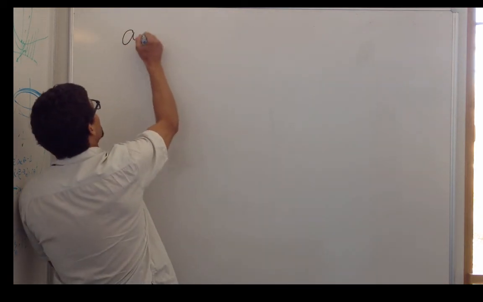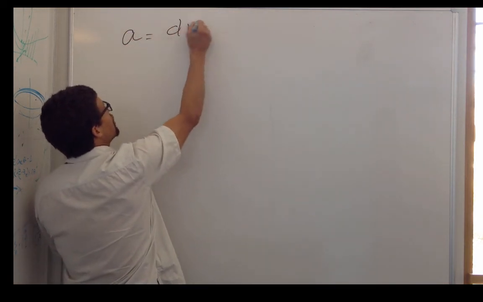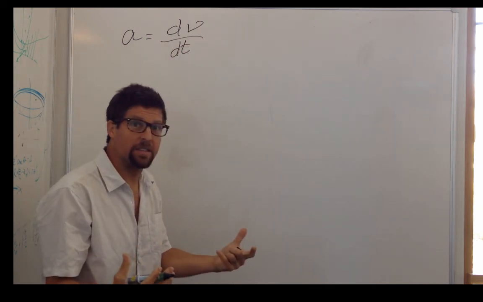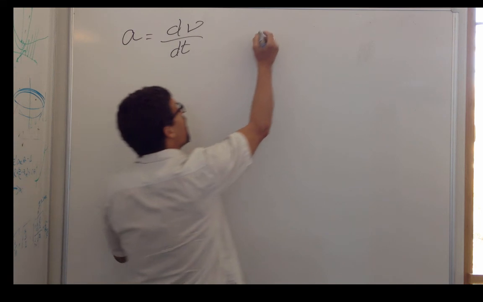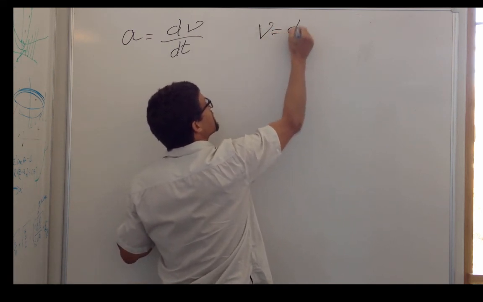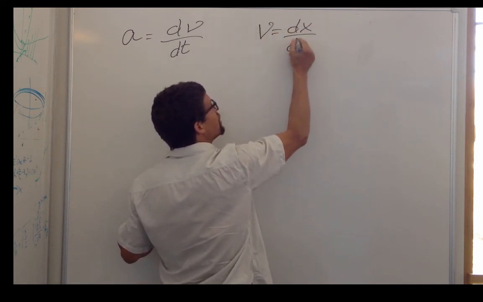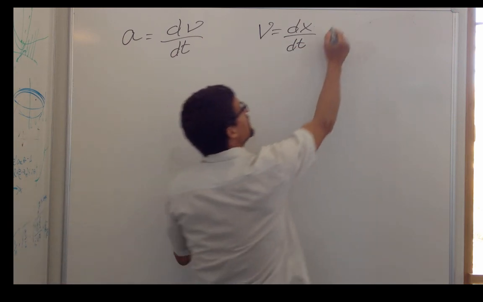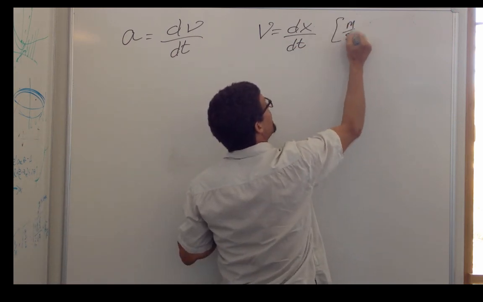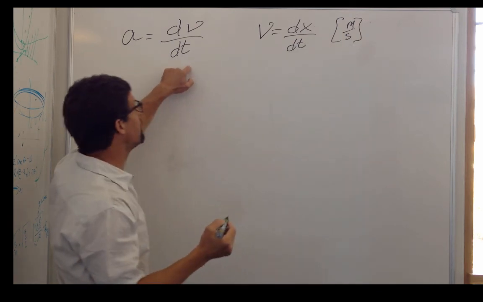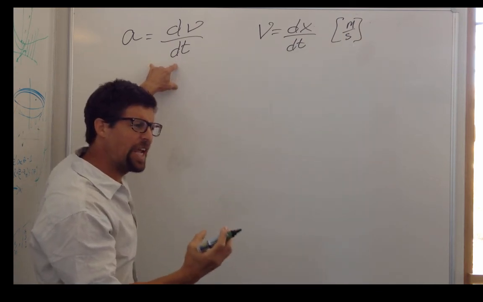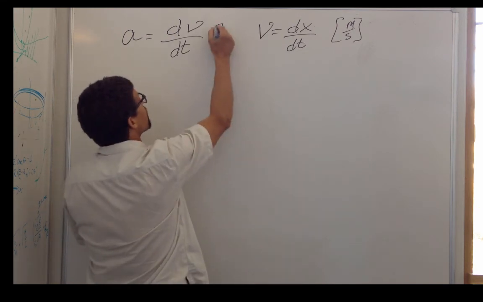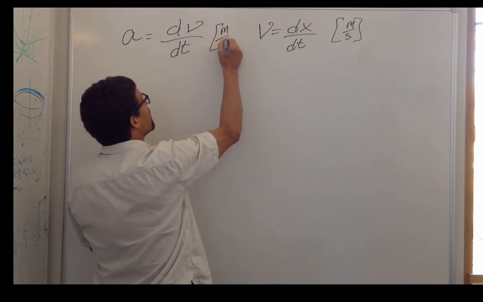Acceleration is equal to the time rate of change of velocity. That's how fast your velocity is changing. And we already know velocity is equal to the time rate of change of position, or time rate of change of displacement. These units are meters per second, and these units are going to be how fast your velocity changes in meters per second every second, or meters per second squared.